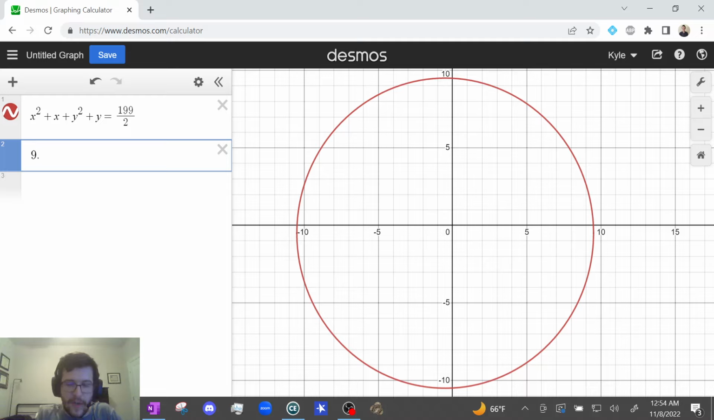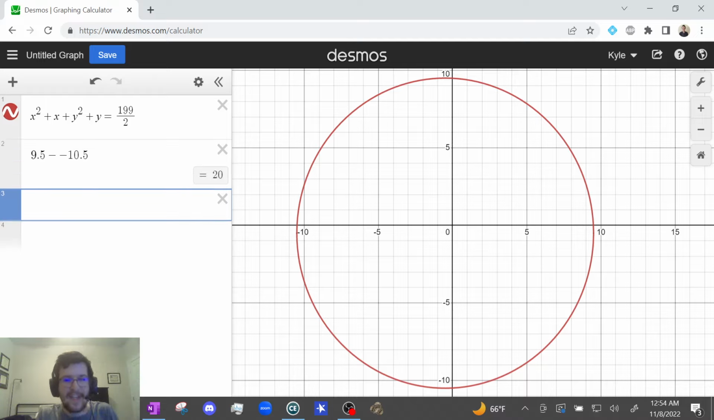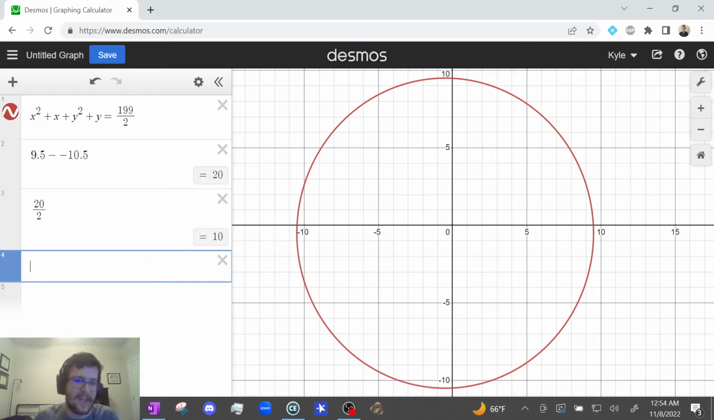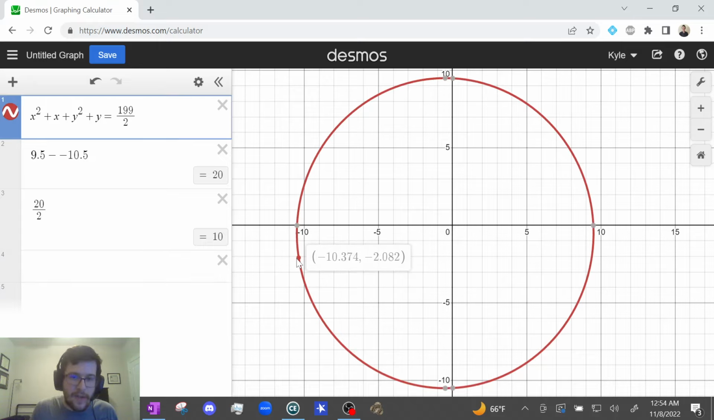So 9.5 minus negative 10.5, and I get 20. So that's the diameter, and the diameter is 20 divided by 2. So yeah, you actually can just use Desmos to do this without knowing how to do it. You could do it left and right too if you wanted to. See how if I click on it, and then if I drag, it locks in place when you get to the leftmost one. It won't highlight it, but it'll lock it in place.